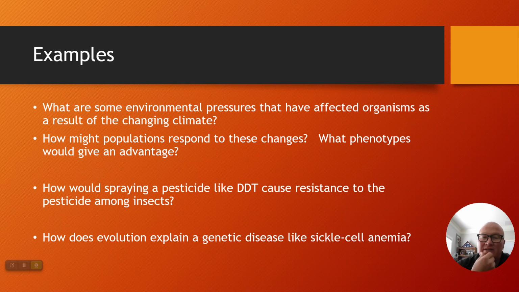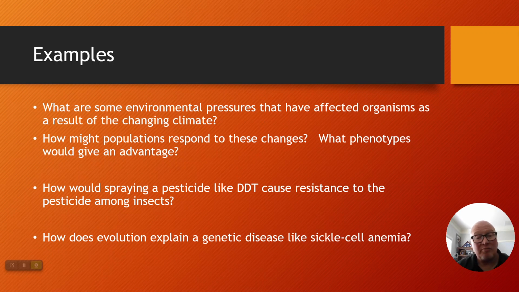How would spraying for pesticides like DDT cause resistance to pesticide among insects? Now, we don't use DDT anymore in the United States. This was banned in the 1960s, but spraying any kind of pesticide is going to create populations of pests that are resistant to the pesticide. And so it's kind of like a Cold War. You constantly have to change the pesticide in order to keep up with those organisms that are resistant to it.